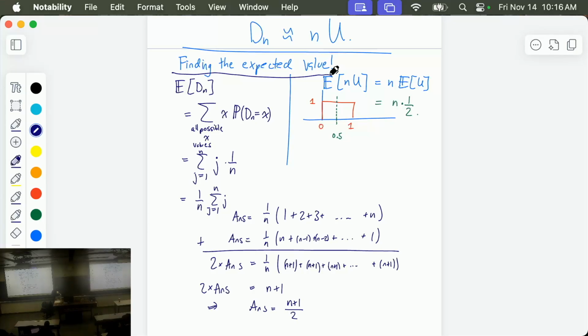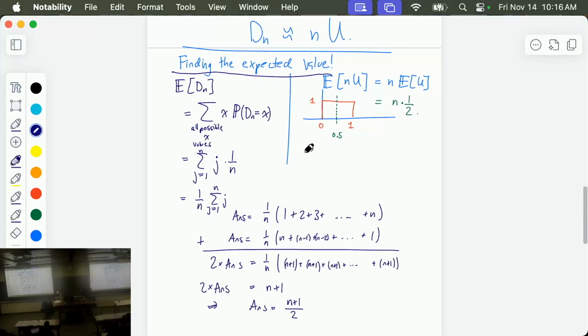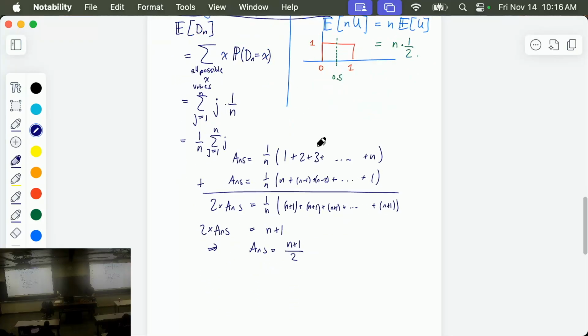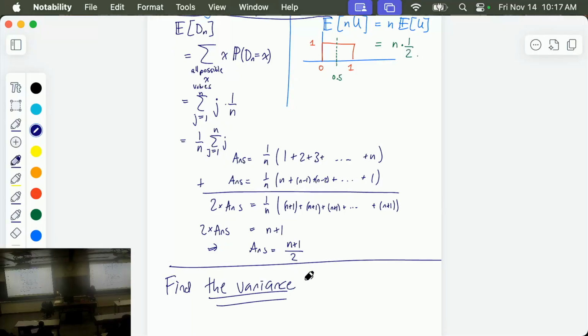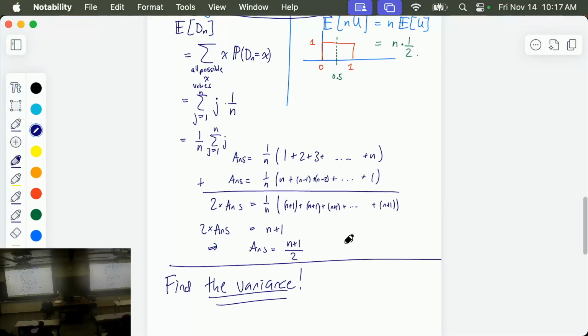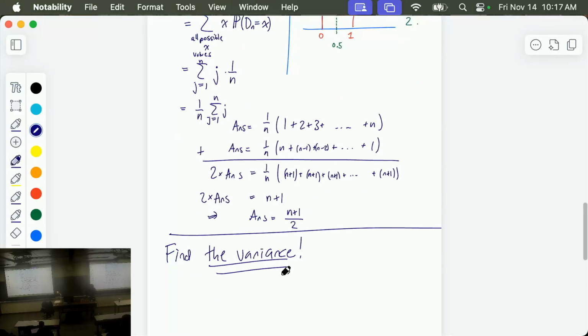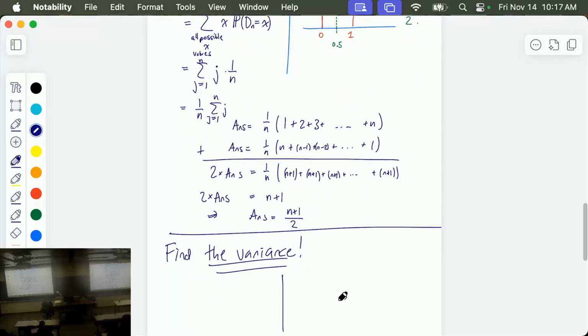OK, as a little bonus here, if you're scared of these things, then treat this as bonus. Let's find the variance. We did the expected value, but now things get really exciting. On the left-hand side, we're going to do the same thing again, and I'm going to skip some details here to fit this in.